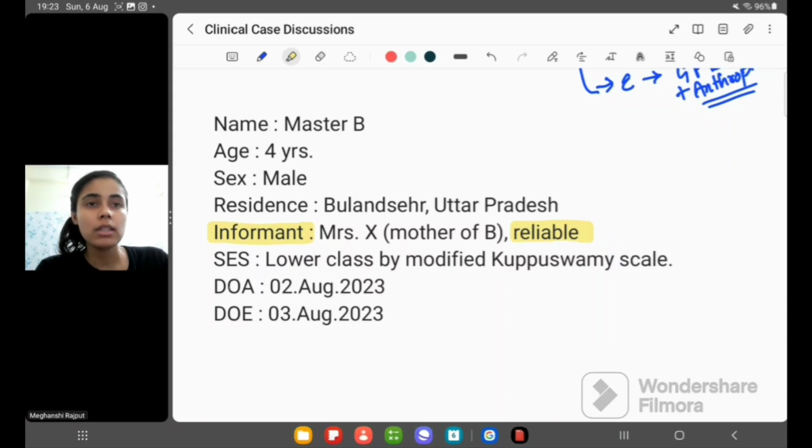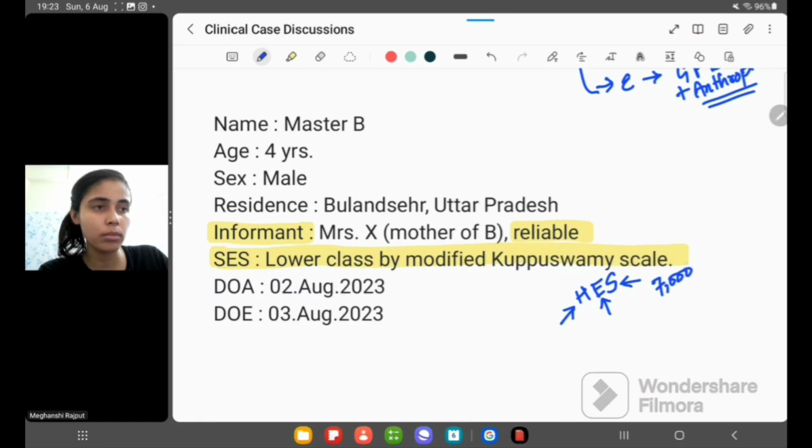Fine. The next thing which is important to mention in pediatrics is the socioeconomic status, that the family belongs to the lower class by the modified Kuppuswamy scale. How we calculate it is easy, and you have to calculate it. The three components are the salary, that is the monthly family income, the education of the head of the family, and the occupation of the head of the family. So for salary, we asked, and they were earning about 7,000 per month.